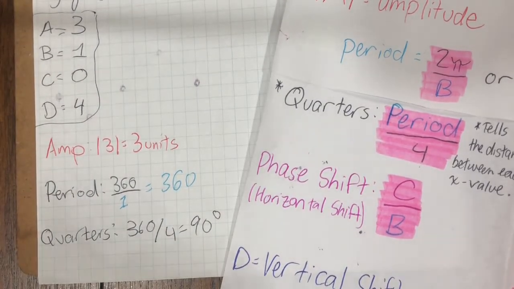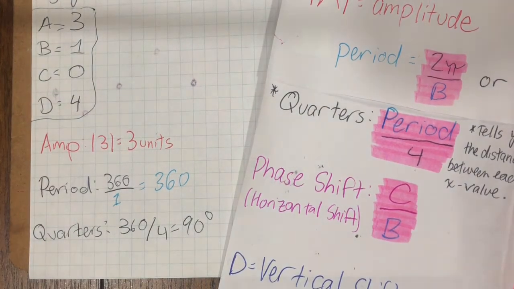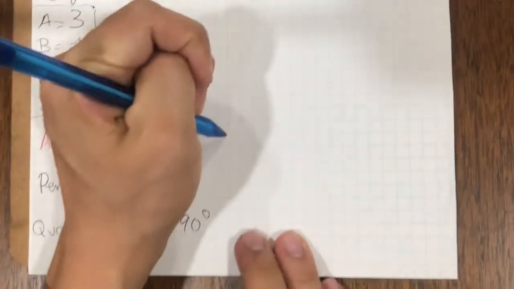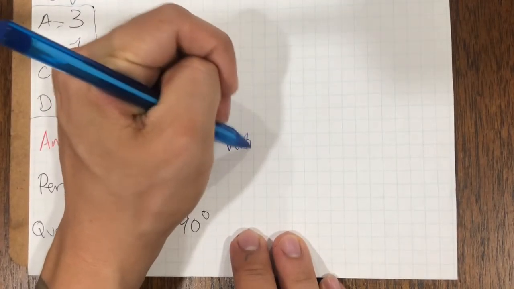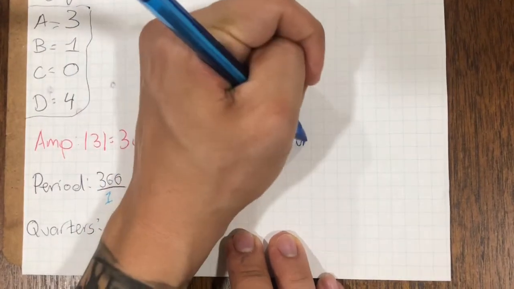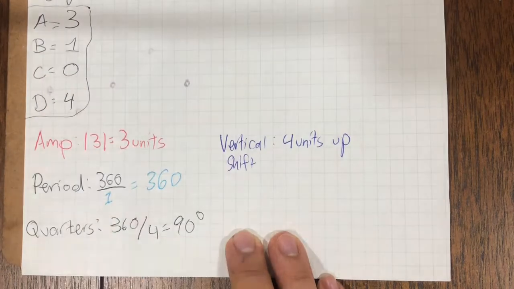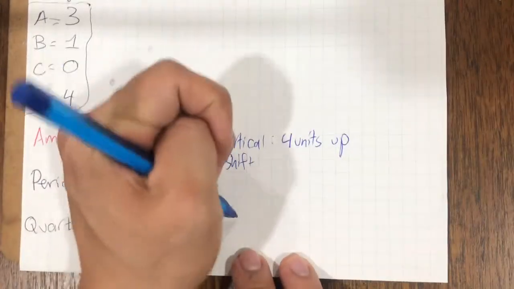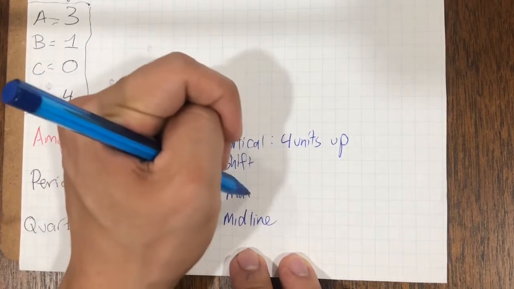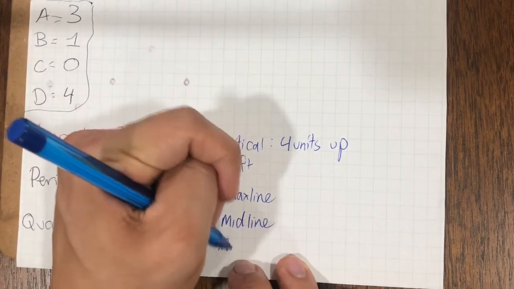All right. Now to figure out the vertical shift, since there really is no phase shift happening, the vertical shift in this case is 4 units. So I'm going to have the vertical shift 4 units up. So now I'm going to go ahead and figure out the midline, the max line, and the min line.